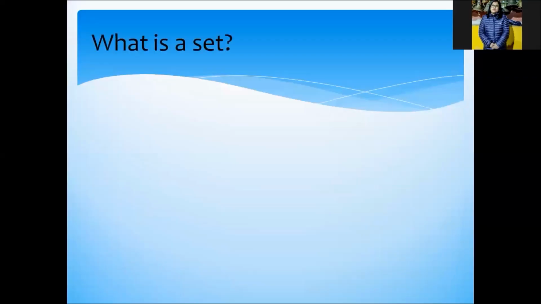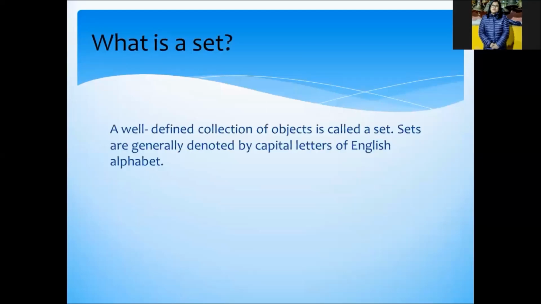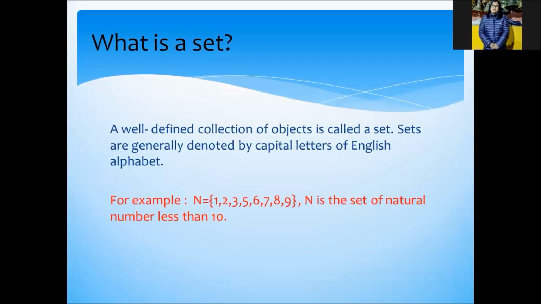What is a set? A well-defined collection of objects is called a set. Sets are generally denoted by capital letters of the English alphabet. For example, N equals {1, 2, 3, 4, 5, 6, 7, 8, 9}. N is the set of natural numbers less than 10.